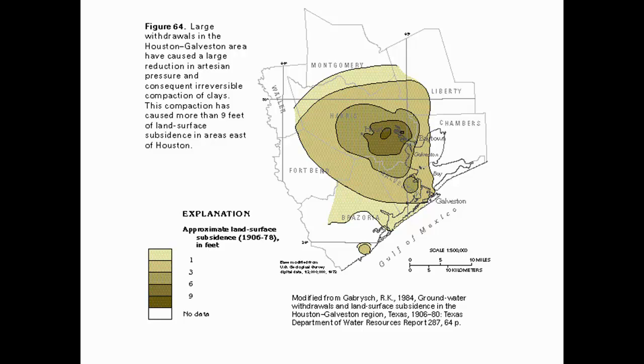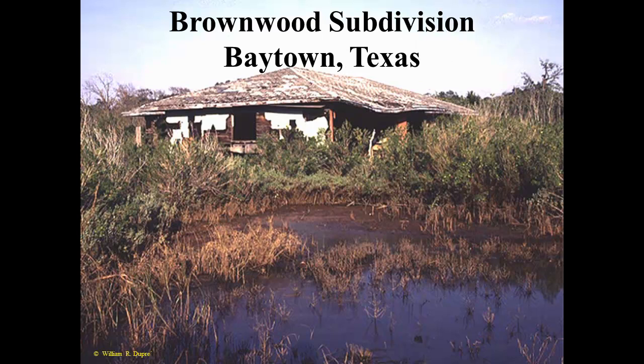Now, groundwater withdrawal has stabilized since then because of the increasing reliance on surface water, particularly from reservoirs behind dams like Lake Livingston and so on. But a good example of the consequence of subsidence is the Brownwood subdivision in Baytown, Texas, which eventually had to be abandoned because of the extensive flooding that occurred in this area, mainly as a result of ground subsidence.